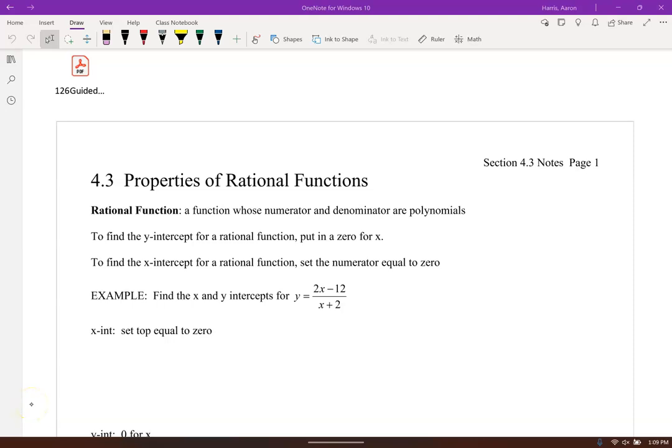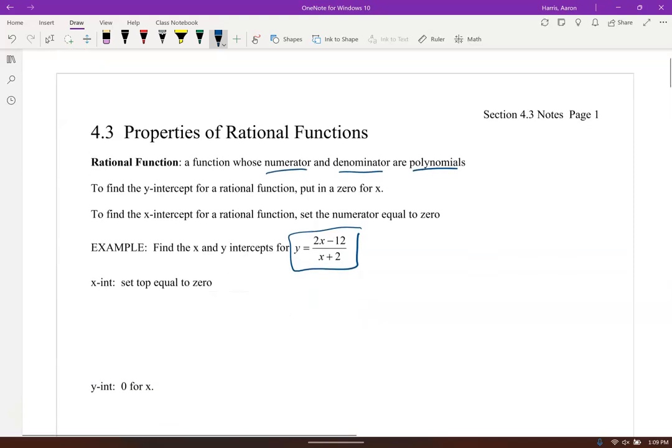So we're going to start out introducing these rational functions. A rational function just means you have both the numerator and denominator of polynomials. Like here's an example. You have that 2x minus 12 is a linear function, right? It's a linear binomial polynomial there. On the bottom we have also another linear, x plus 2, right?